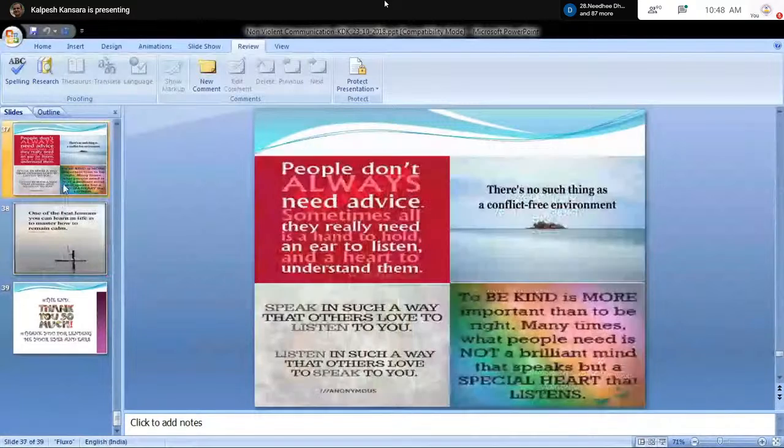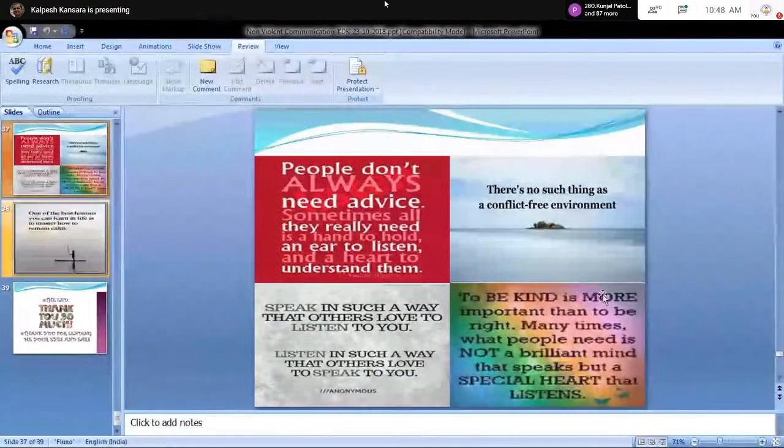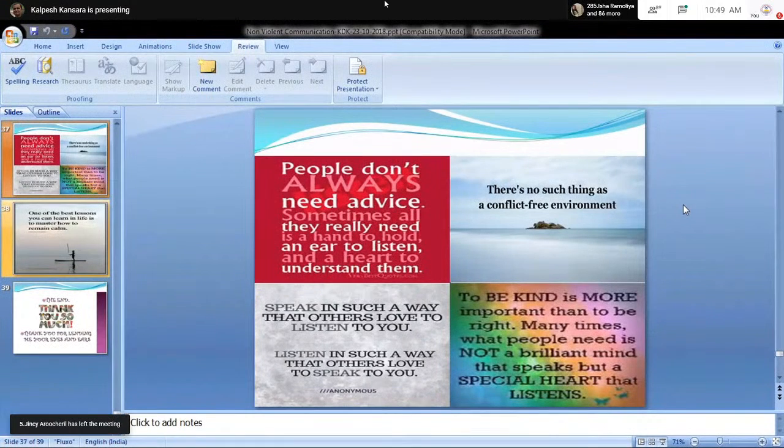And these are some quotes of good communication, that there's no such thing as a conflict-free environment. So always we need to be prepared for such environments. And people don't always need advice. Sometimes all they really need is a hand to hold, an ear to listen, and a heart to understand them. So speak in such a way that others love to listen to you, and listen in such a way that others love to speak to you.